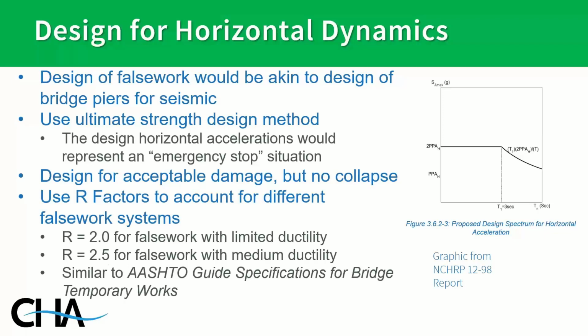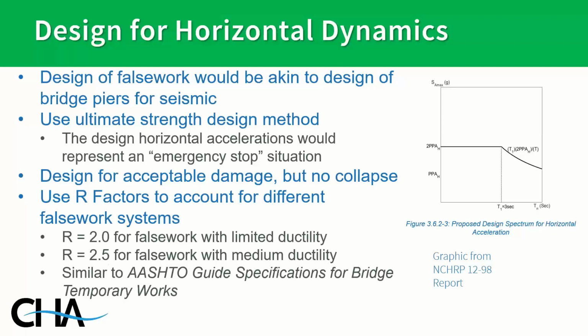We're using an ultimate strength design method. Again, we calculated the spectrum, the accelerations for the worst case upper limit that we expect. And for horizontal, it's similar to an emergency stop situation. For instance, if an SPMT was driving down the road and somebody noticed that the bridge was about to strike a power line, the operator might emergency stop the SPMT, which would create the highest forces, and we need to design for that.